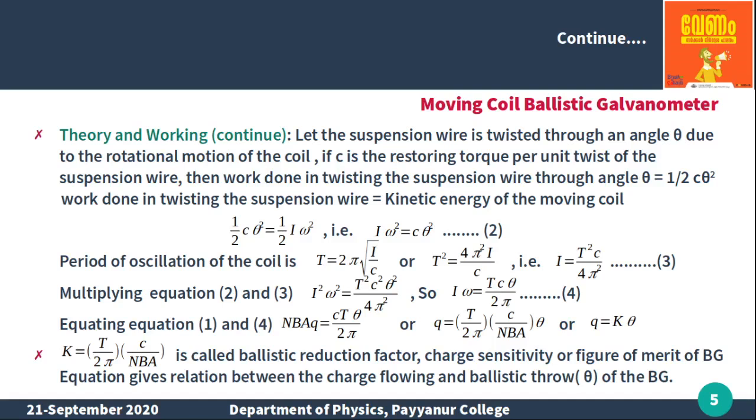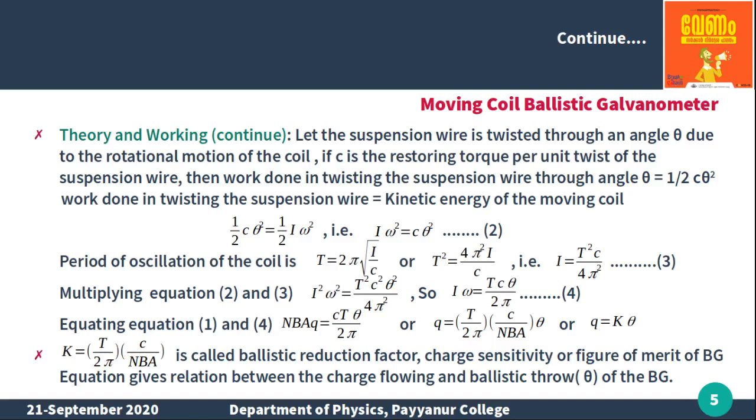When the coil is rotating, the spring attached at the bottom produces a restoring torque in the system. So this suspension wire has a tendency to oppose the twisting. If C is the restoring torque per unit twist of that suspension wire, you have to do work to overcome that restoring torque. So how much work do you have to do to twist it through an angle theta? C theta gives the restoring torque for that twist.